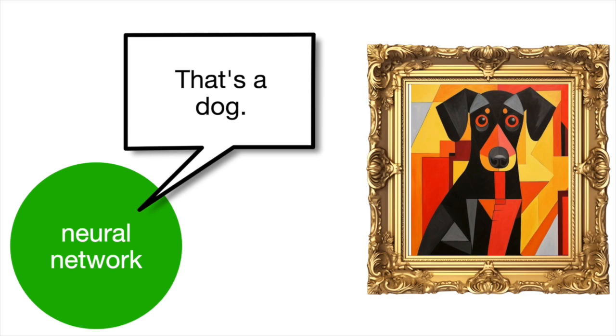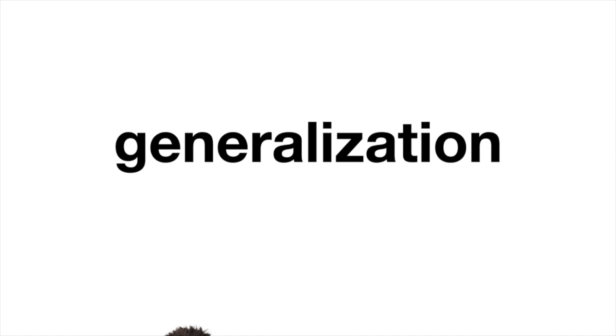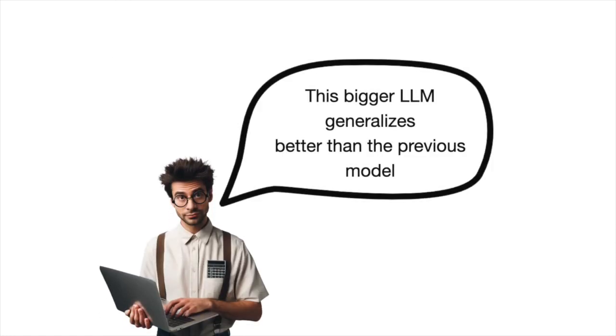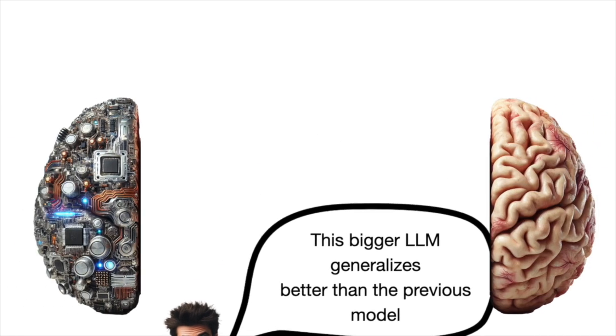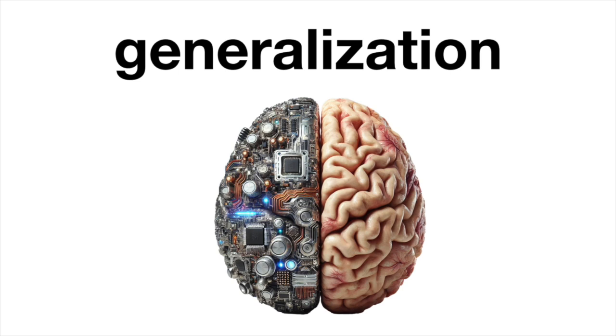This ability of AI models to apply what they learned during their education to new things that they've never seen before is another essential buzzword: generalization. For example, when you hear things like "this bigger LLM generalizes better than the previous model," they mean that this LLM can better apply what it learned to new questions or new tasks that it had never experienced during its training. The ability to generalize is a key cognitive characteristic of both biological and artificial intelligence.